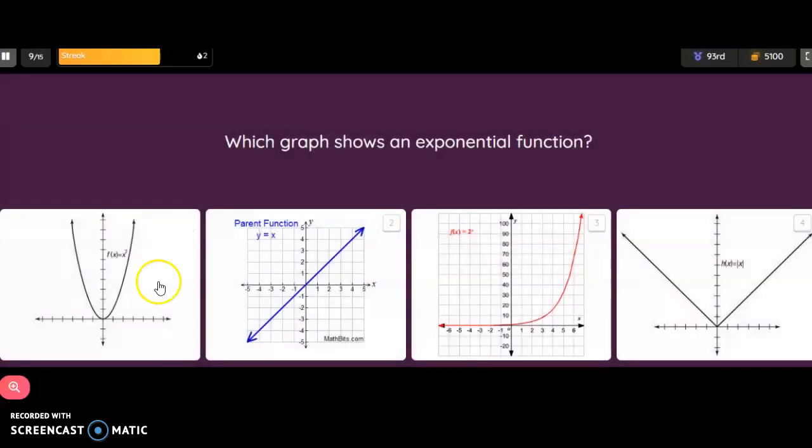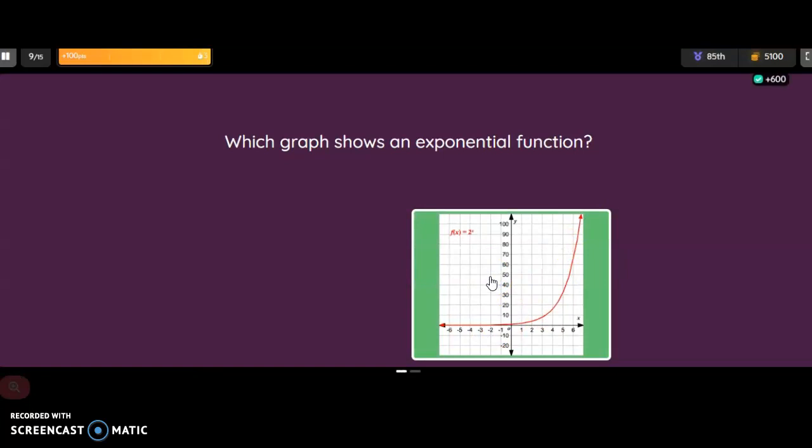Which graph shows an exponential function? This is a quadratic. This is linear. This looks exponential because I remember they're J-shaped curves. Let's try that one.